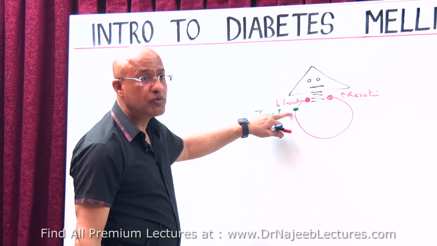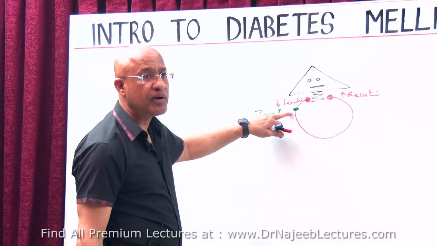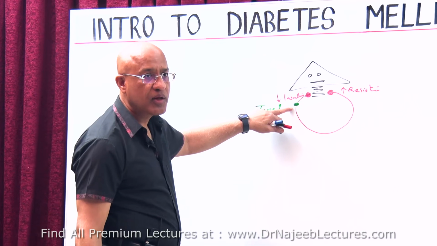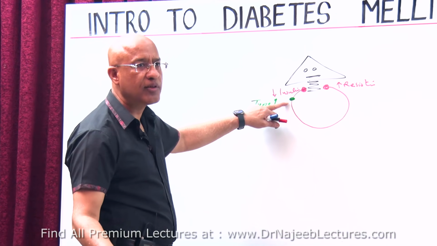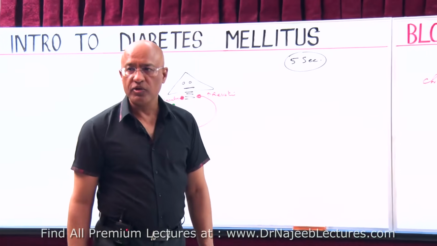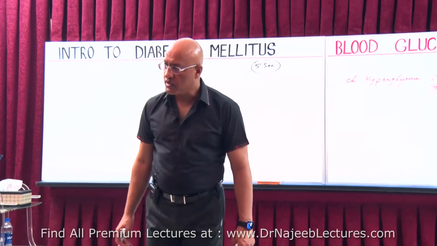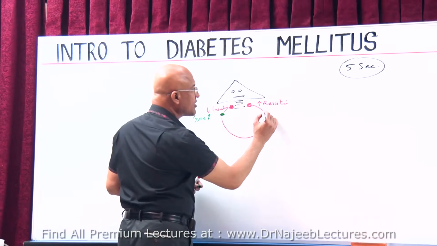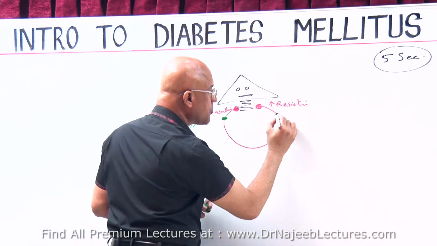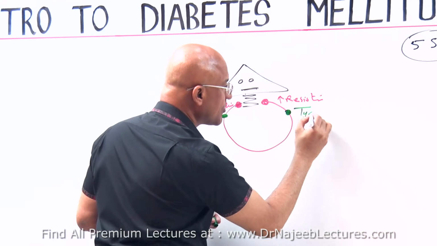Because beta cells which produce the insulin have attacks by the immune system and are destroyed. Or we can say that beta cells of pancreas are destroyed due to autoimmune reaction. This is one example. Then on the other extreme, we can put type 2 diabetes.